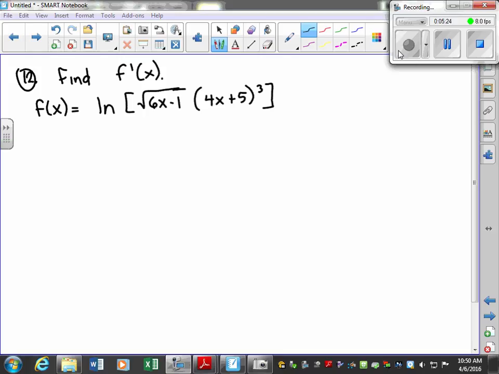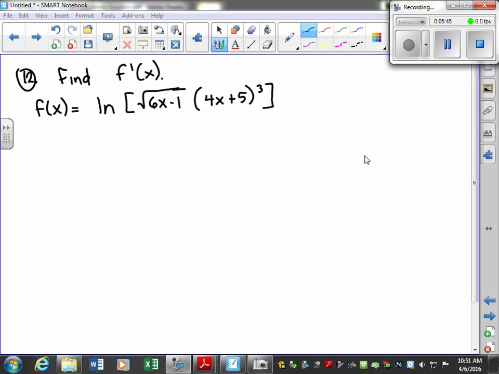Okay, so find the first derivative. Our f of x is given, and you can see that this is just not very pretty looking from the very beginning. So let's use some of our properties of natural logs that we discussed in the beginning and see if we can simplify this a little bit before we actually start taking the derivative.